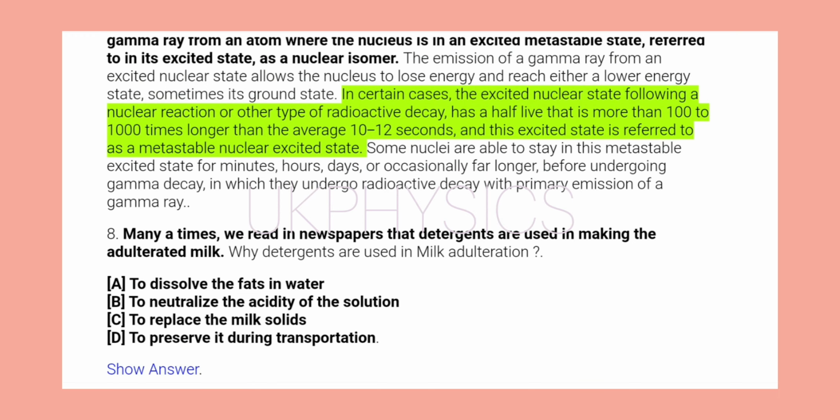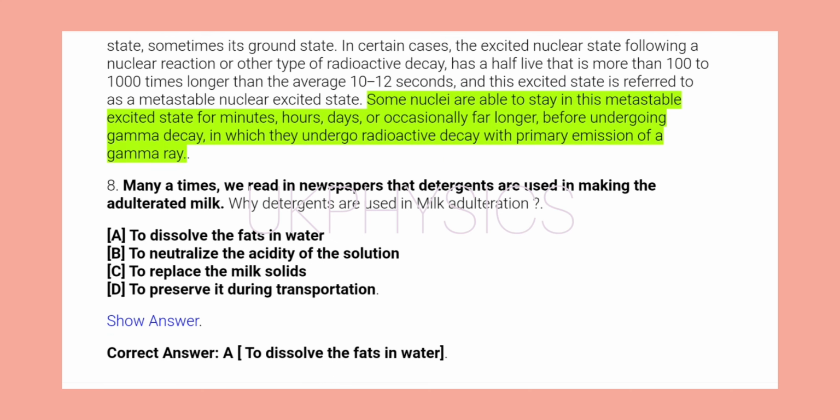In certain cases, the excited nuclear state following a nuclear reaction or other type of radioactive decay has a half-life that is more than 100 to 1000 times longer than the average 10 to 12 seconds, and this excited state is referred to as a metastable nuclear excited state. Some nuclei are able to stay in this metastable excited state for minutes, hours, days, or occasionally far longer, before undergoing gamma decay, in which they undergo radioactive decay with primary emission of a gamma ray.